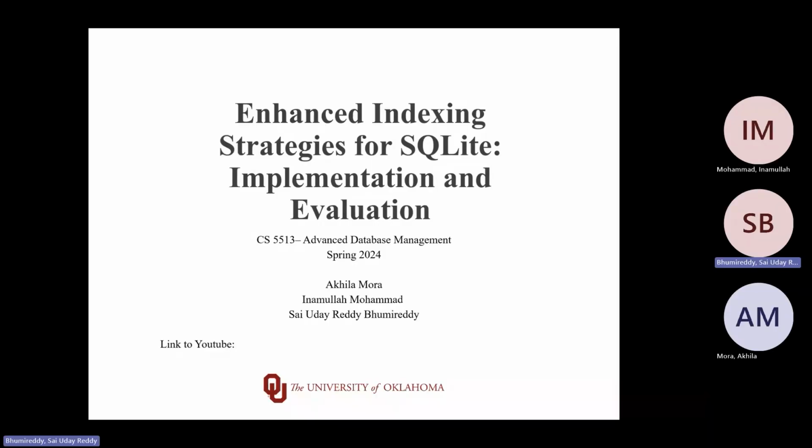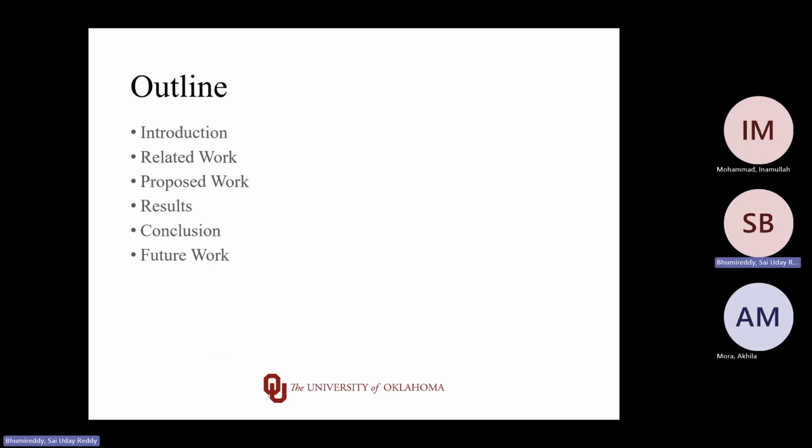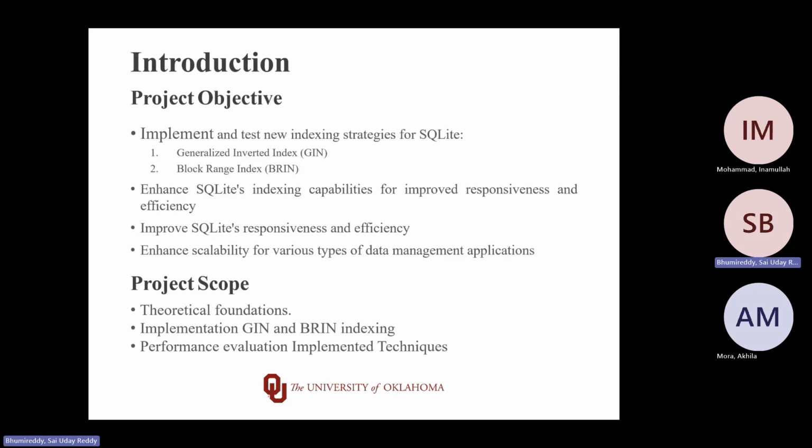So, hey everyone, our project is Enhanced Indexing Strategies for SQLite, its implementation and evaluation. Coming to the intro of the project, as the title specifies, we implemented two new strategies for SQLite, which are GIN and BRIN, block range indexing and generalized inverted index. And we implemented these two indexes in SQLite and performed some tests on these techniques.